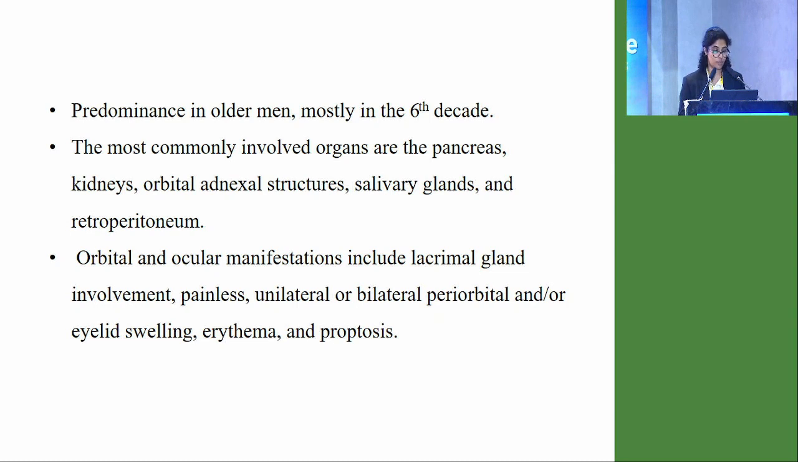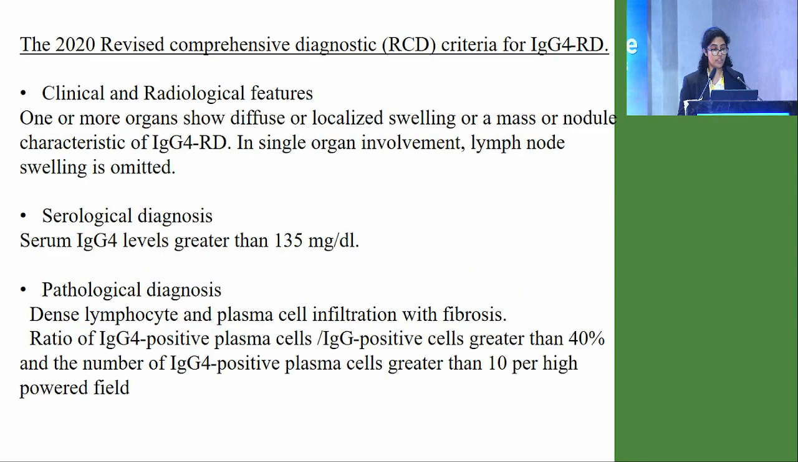glands, and the retroperitoneum. The orbital and ocular manifestations include lacrimal gland involvement, a painless unilateral or bilateral proptosis, periorbital swelling, erythema, and all. The 2020 revised comprehensive diagnostic criteria for IgG4 related diseases have 3 points: clinical and radiological features, a serological diagnosis, and a pathological diagnosis. The clinical and radiological features are consistent with swelling of any organ, one or more, serology showing higher IgG4 levels, and a pathological diagnosis.